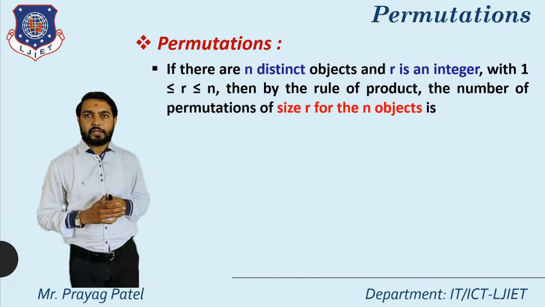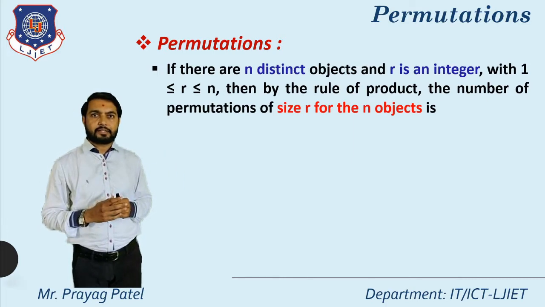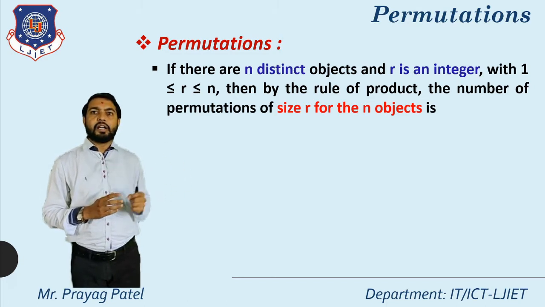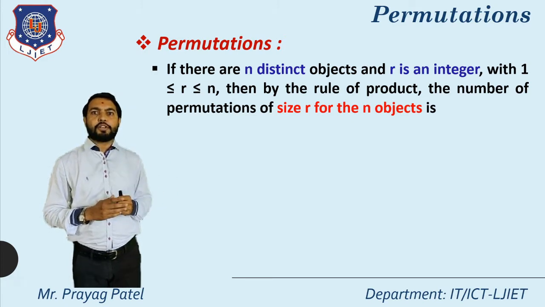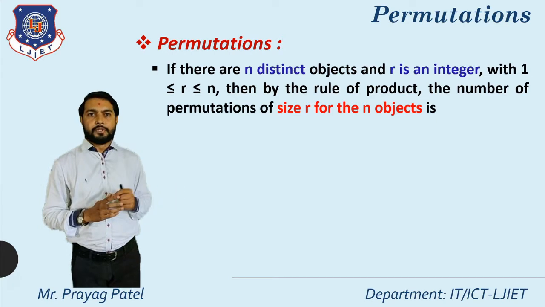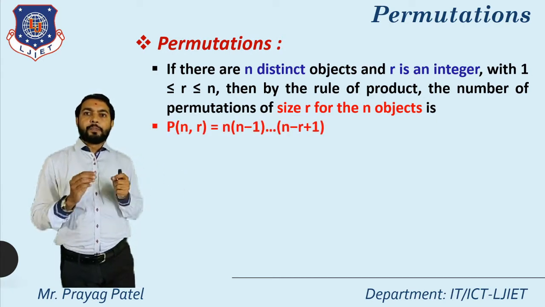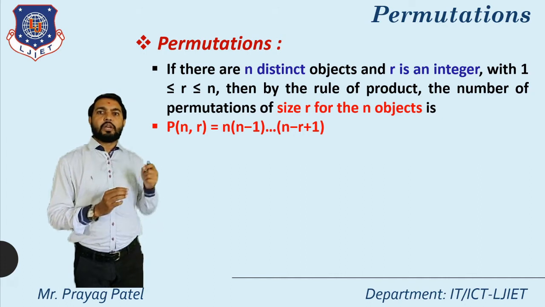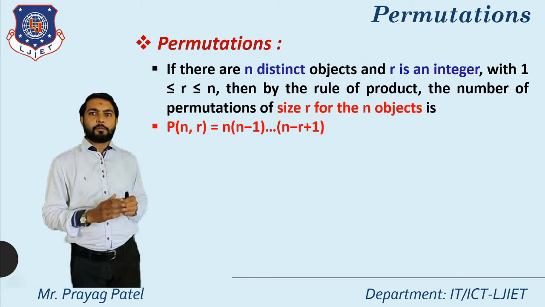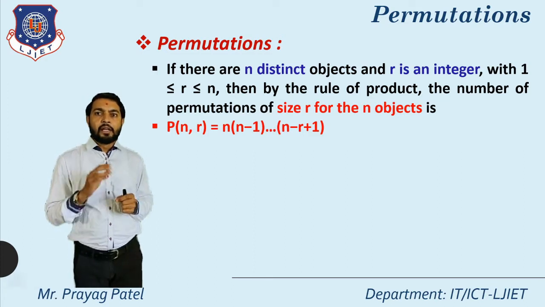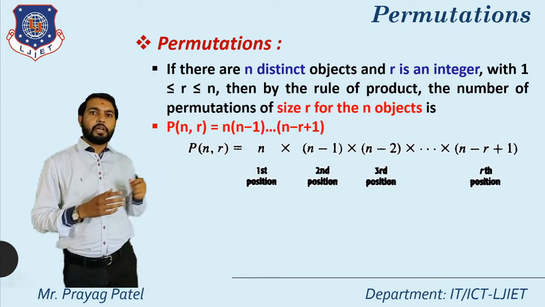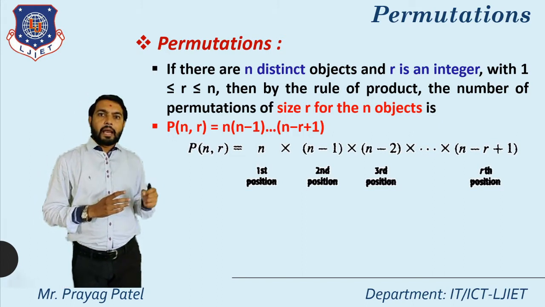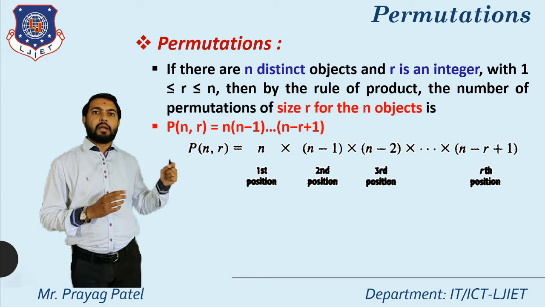Now for the common equation for that. If there are n distinct objects and r is an integer with 1 less than or equal to r less than or equal to n, then by the rule of product, the number of permutations of size r of the n objects can be represented as P of n, r equals n into n minus 1 into n minus 2 up to n minus r plus 1. So this is the common formula for finding the permutation P of n, r. n means available objects and r means selected objects. So the formula is P of n, r equals n into n minus 1 into n minus 2 up to n minus r plus 1.